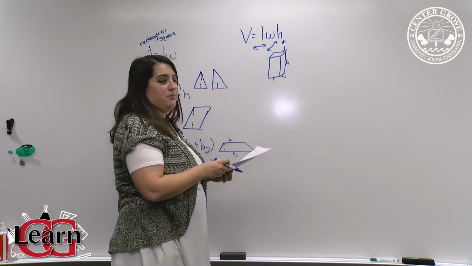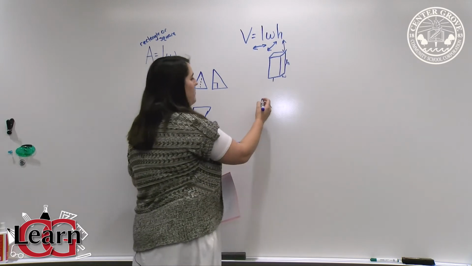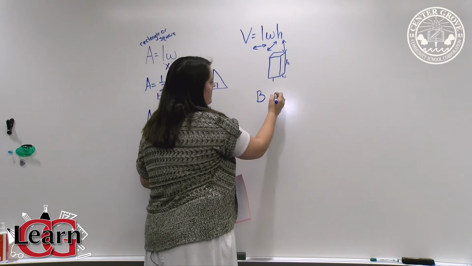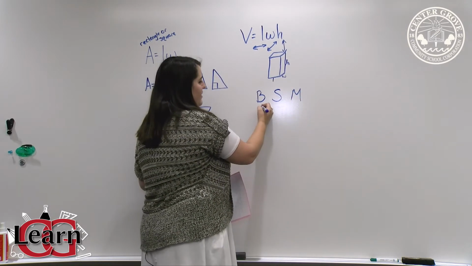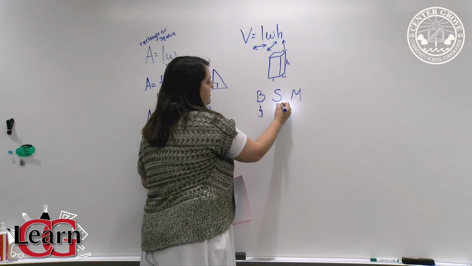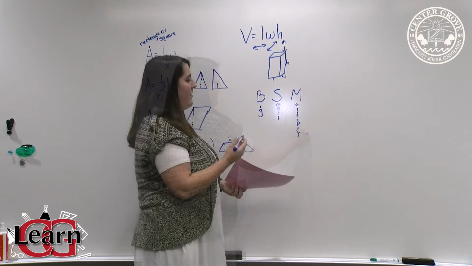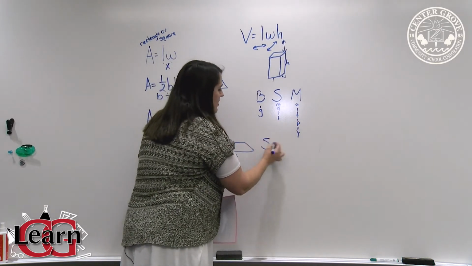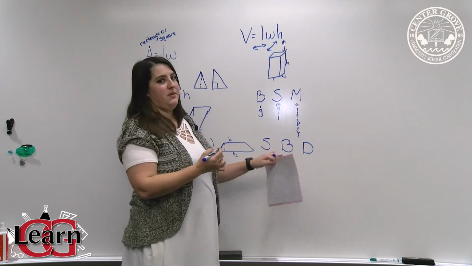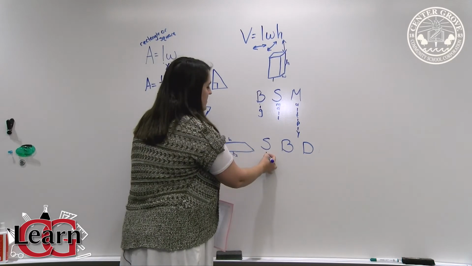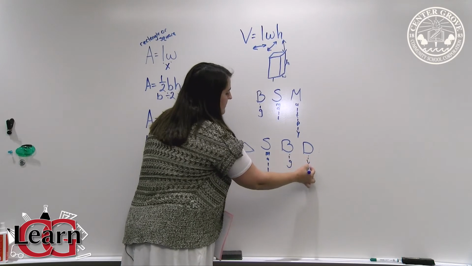And then lastly, we have measurement conversions. So for measurement conversions, we use a couple acronyms. And one of them is Best Soccer Moms. And that means that if we have a big unit that we're changing to a small unit, we are going to multiply. We're going to do a small unit to a big unit, and we're going to divide. So silly babies dancing. So small to big, we're going to divide.